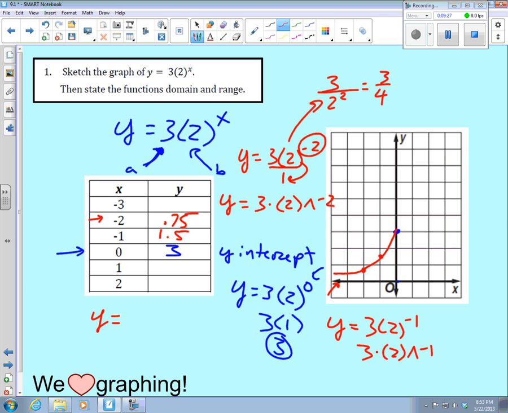Let's plug in 1. Y equals 3 times 2 to the first. Well, 2 to the first is simply just 2, so this is 3 times 2, or just 6. So over 1, up 1, 2, 3, 4, 5, 6 right there. And finally, plugging in 2. Y equals 3 times 2 squared. That's 3 times 4, or 12. So when I plug in 2, I get 3, 6, 9, 12, right about here. So here's my graph.